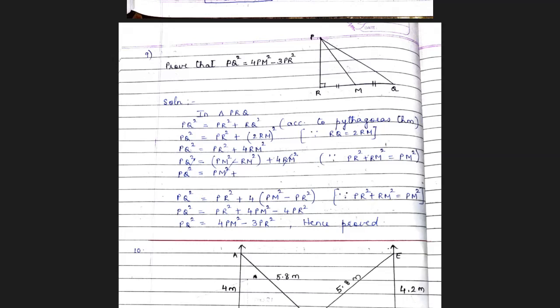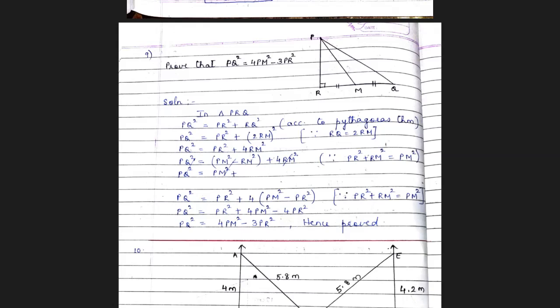You will consider the triangle PRM. It's a right angle triangle. If I use Pythagoras theorem, I get PR square plus RM square equal to PM square. So if I want RM square, I will take PR square to the other side, and so I get PM square minus PR square, which I will substitute in RM square's place.